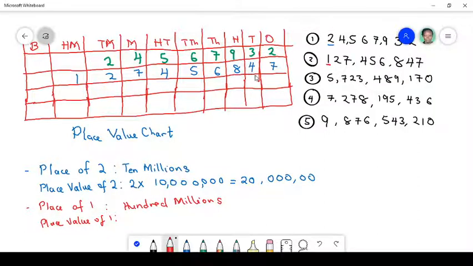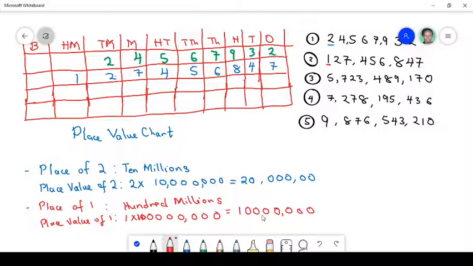So let's check how many columns we have. 1, 2, 3, 4, 5, 6, 7, 8. So I have zeros of that. So I have 1 times 1, 2, 3, 4, 5, 6, 7, 8 zeros. Okay, so you realize that I have 8 zeros.